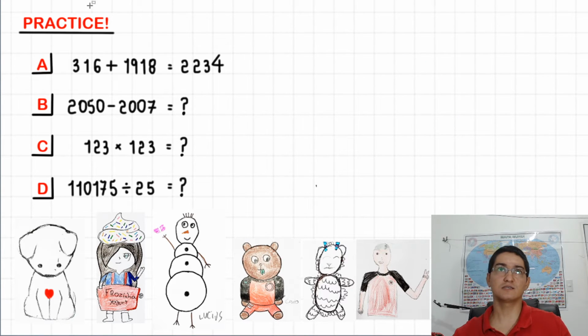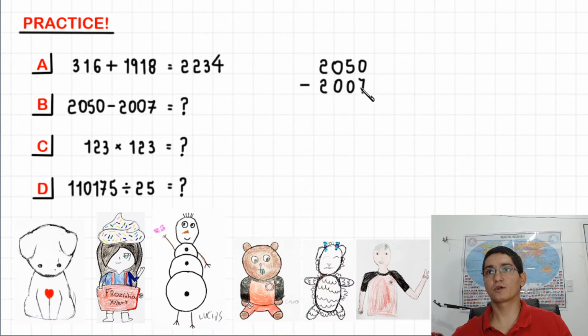Let me erase this. And here we have 2050. Okay, 2050. And we want to subtract 2007. Who among you two that are watching me were born in 2007? Were any of you born in 2007?